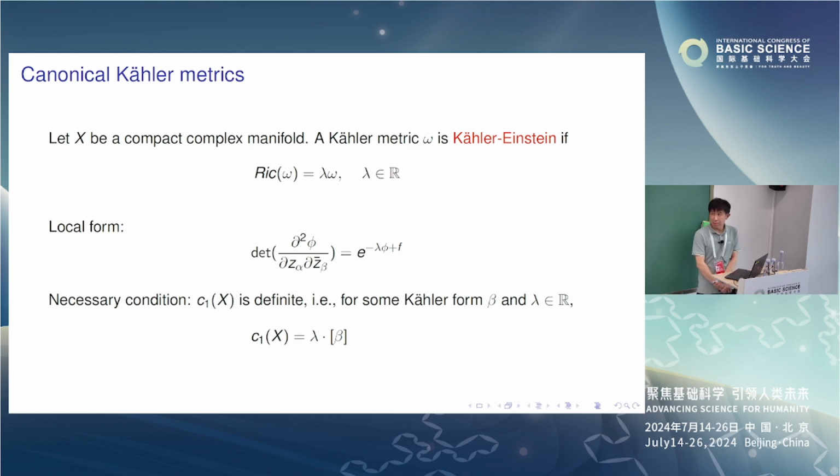So Kahler-Einstein metric just means it's a Kahler metric that is Einstein. So the Ricci tensor is proportional to the Riemannian metric. Equivalently, the Ricci form is proportional to the Kahler form. So locally, if you write omega as i partial partial-bar of a function phi, this equation takes the form of a complex Monge-Ampère type equation. The determinant of this matrix is e to the negative lambda phi plus a given function f.